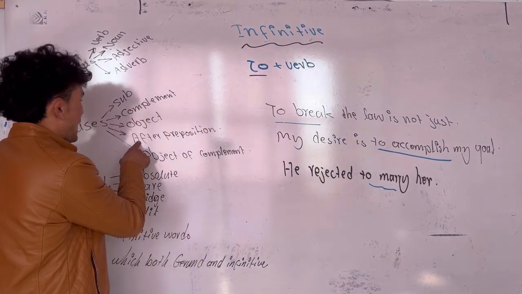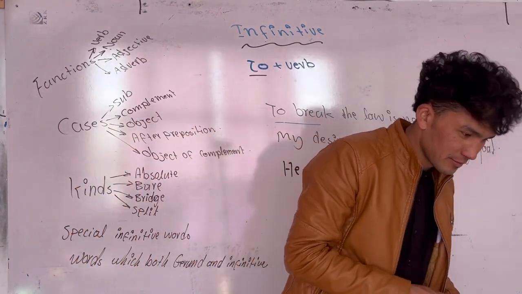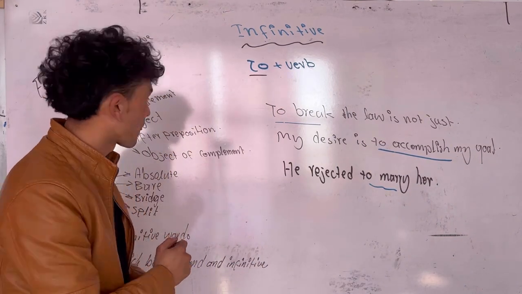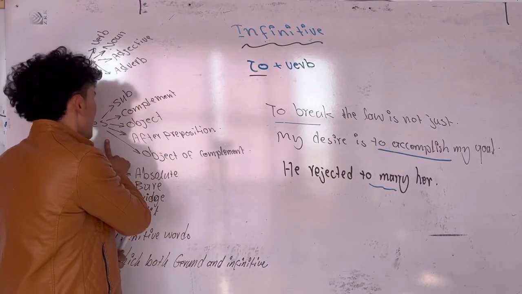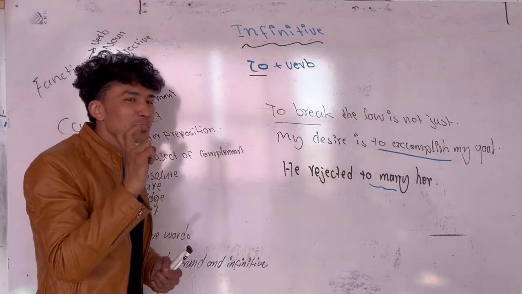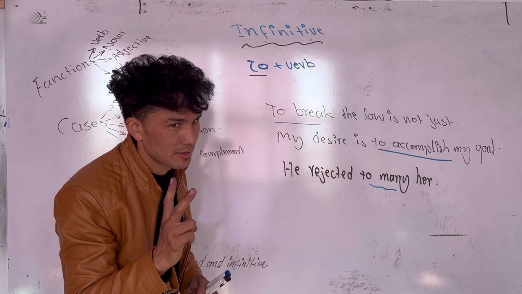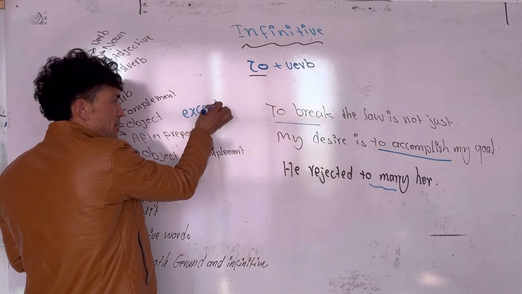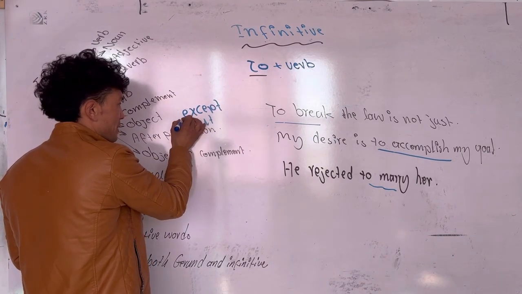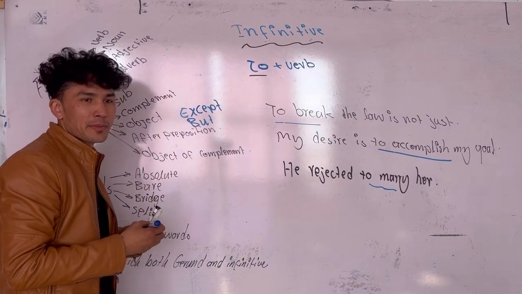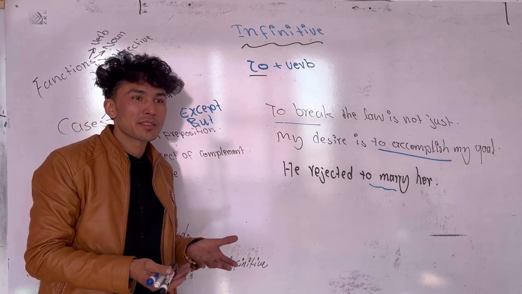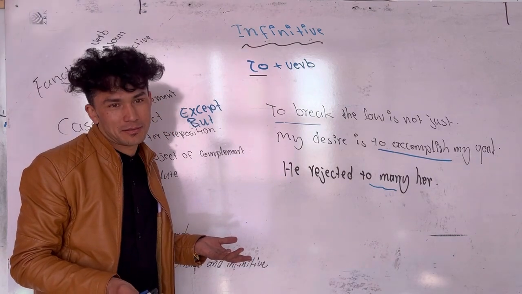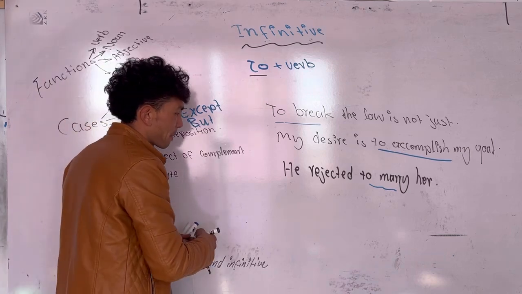After preposition. Hey, one thing in mind. Infinitive can be used after two prepositions in English. Two prepositions. Not more than two. Okay, one is this preposition, and one is this preposition. In fact, if we think, these two prepositions mean the same, don't they? Except and but. Except and but. You understand? Look, for example.